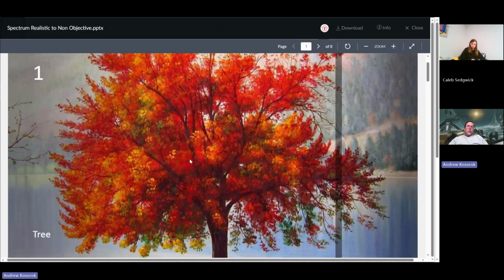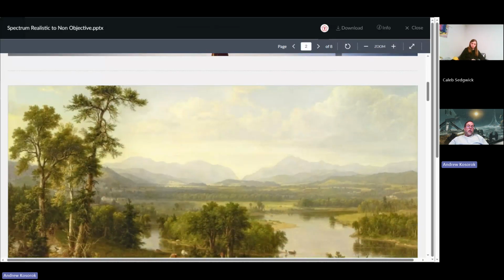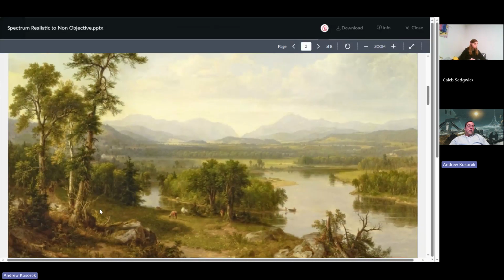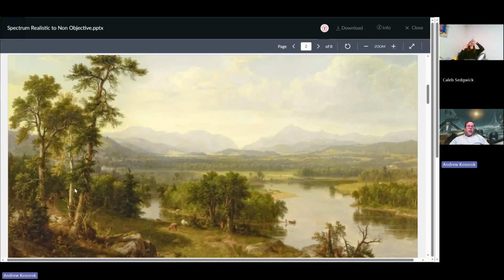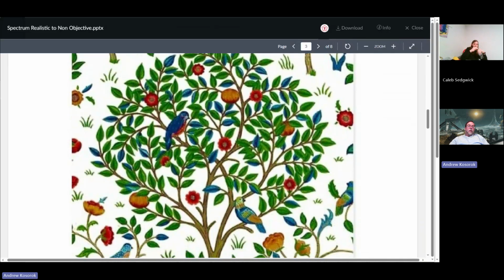So this tree is fairly naturalistic. Yeah, it is abstracted a little bit, but for the most part, it's pretty naturalistic. This is a good example of Hudson River School painting. And again, these are romanticized a bit, but still, the trees, the mountains, all the organic material in here still looks quite a bit naturalistic.